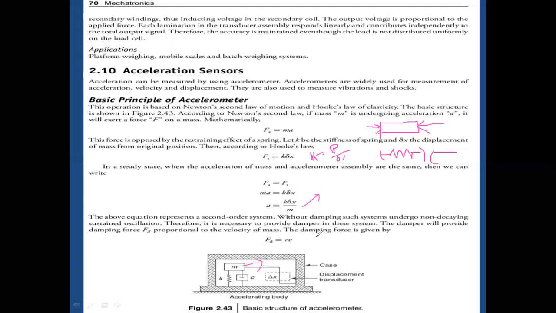The next one: in this situation, the basic structure of an accelerometer looks like this. We have M, which we consider as the mass of the body, K is the stiffness of the spring, and C is the damping effect. So we consider an element that we can call a damper. A damper looks like a piston-cylinder arrangement.